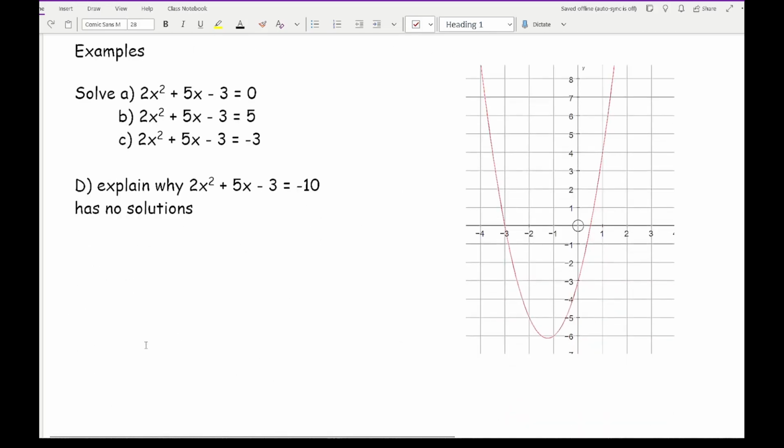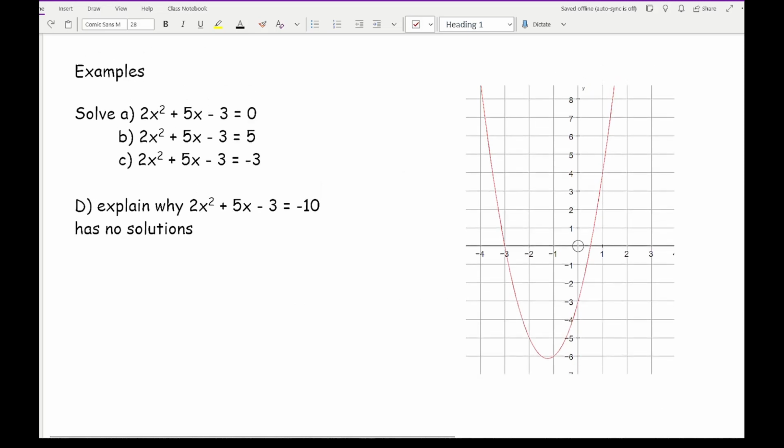So let's have a look at an example question. In this example we've been asked to solve 2x squared plus 5x minus 3 equals 0 in the first part, and all the other subsequent questions just have a different equals number, and I'll show you how that makes the question different.